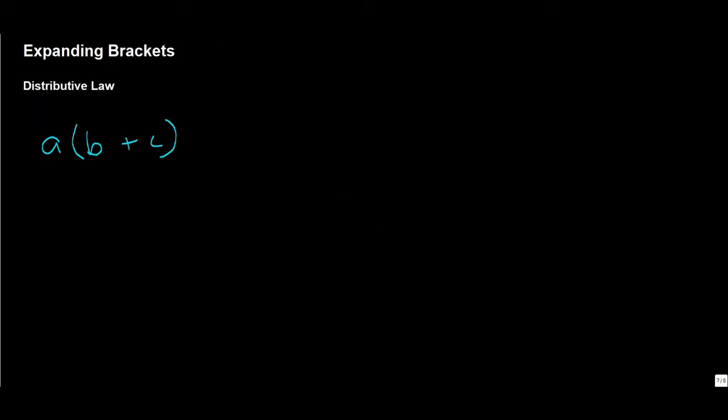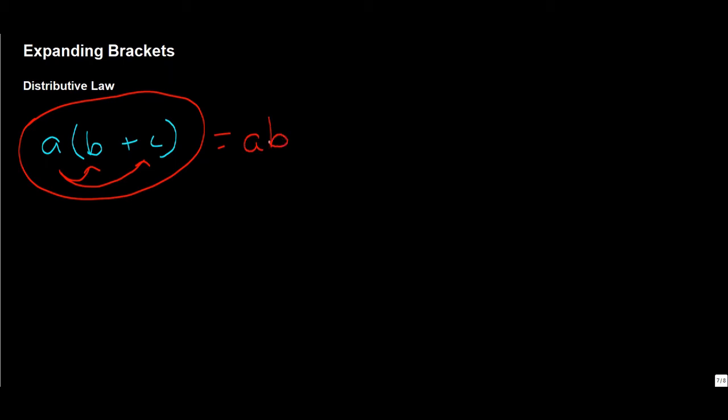So this is the last section of the algebraic section of this course. As you can see here, our last topic is expanding brackets. The distributive law states that if you have a(b plus c), then how you work it out is a times b and a times c. So this is equal to a times b, which is ab, and then a times c, which is ac.